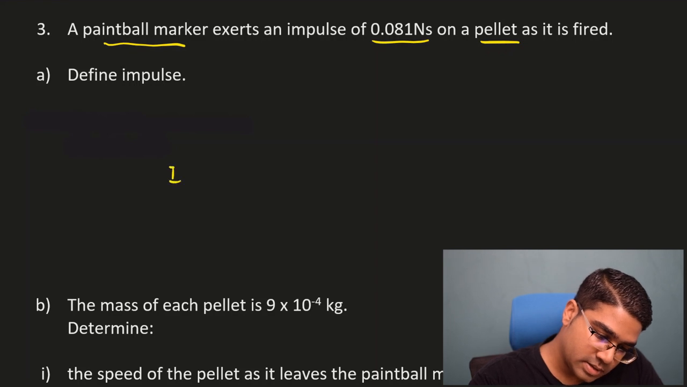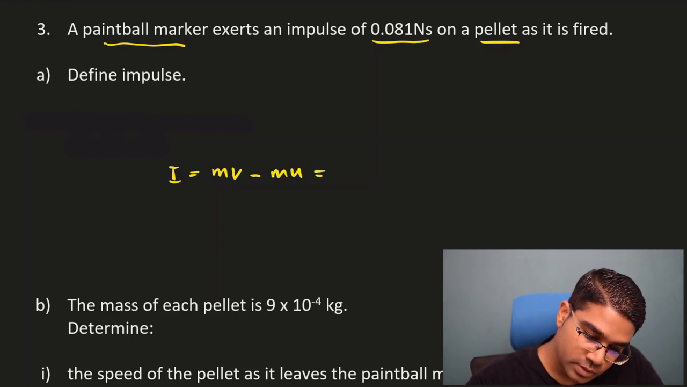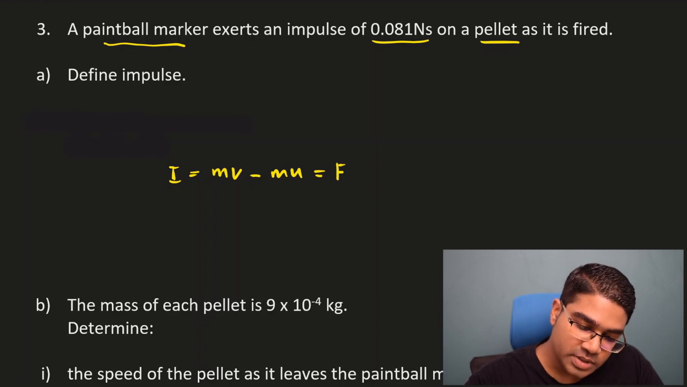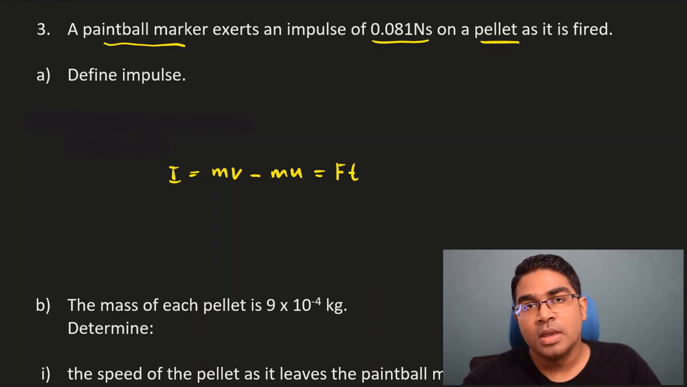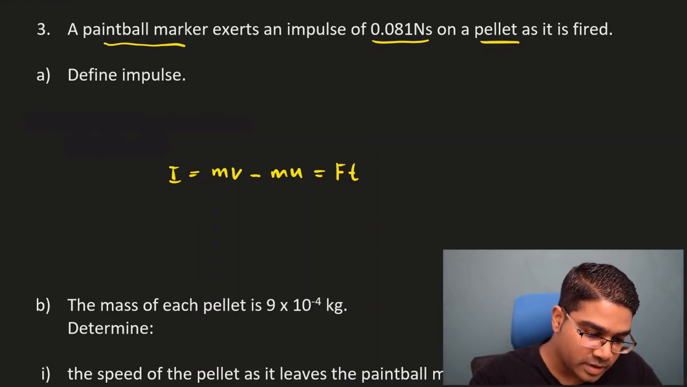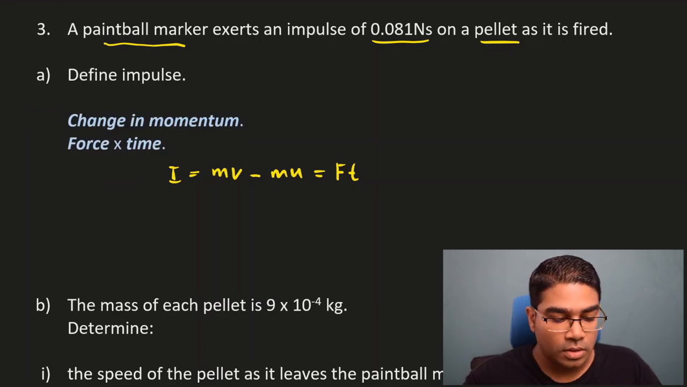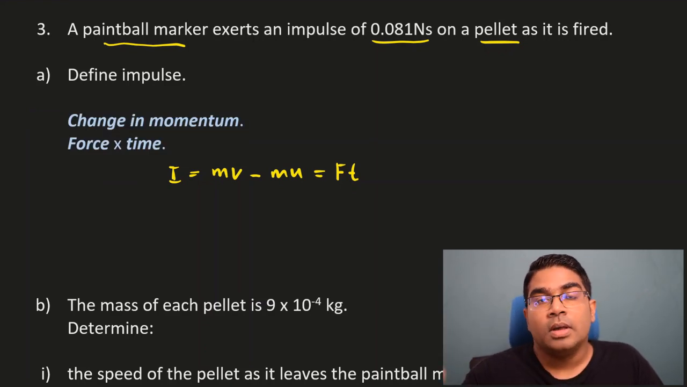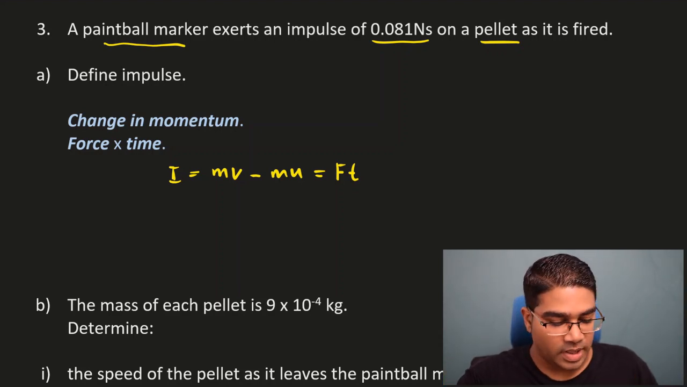Impulse is equal to the change of momentum, final momentum minus initial momentum. This is also equal to force acting on an object multiplied by the time that the force is acting on the object. So you could use these two things to define impulse. So I've written down both here. Impulse is either the change in momentum or force multiplied by time, the time which the force acts on the object. So this is impulse.